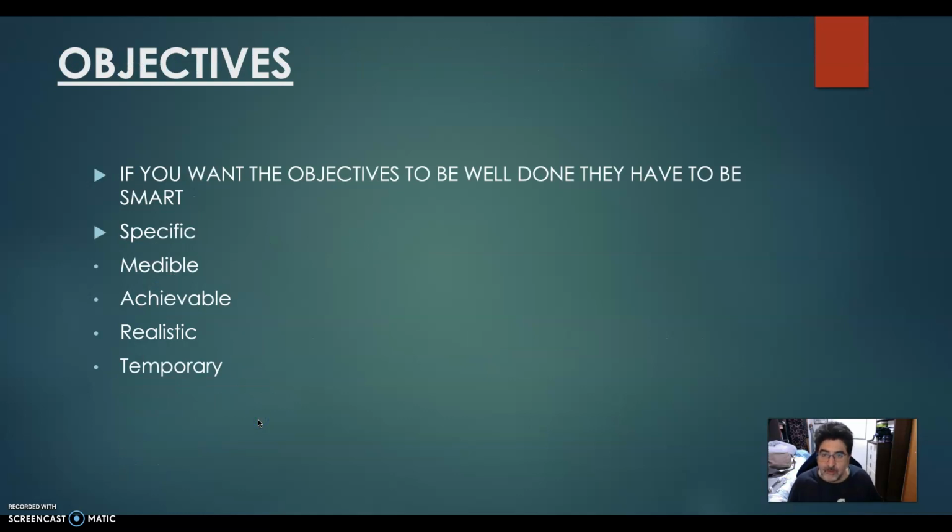Objectives. If you want the objectives to be well known, they have to be SMART. S-M-A-R-T: Specific, measurable, achievable, realistic, and temporary.